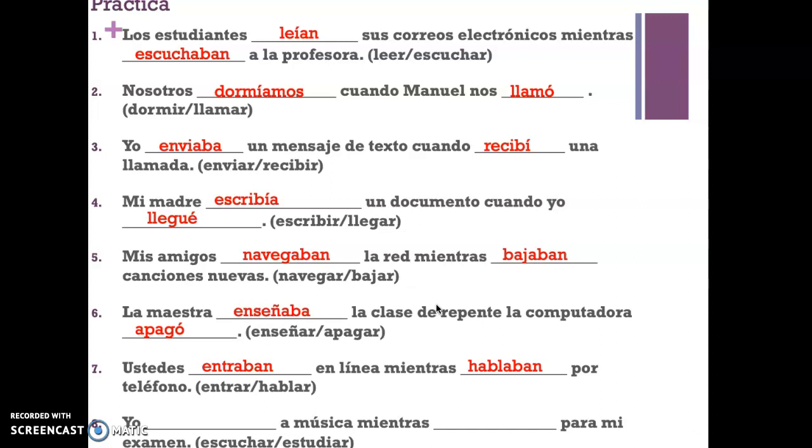All right, finally, just to wrap up, we'll do one last one here. Yo escuchar a música mientras estudiar para mi examen. I was listening to music while studying for my test. The studying and the music were happening at the exact same time. No interruption. Yo escuchaba a música mientras estudiaba para mi examen.